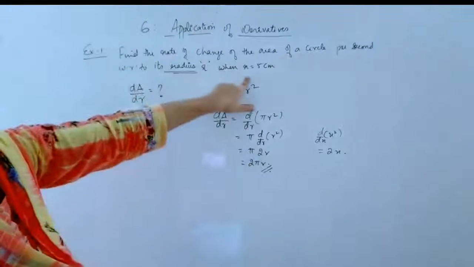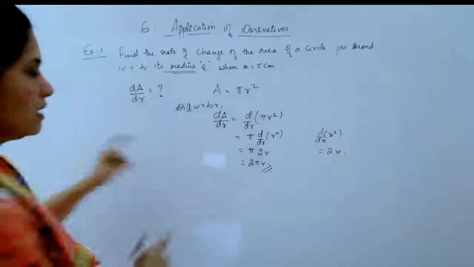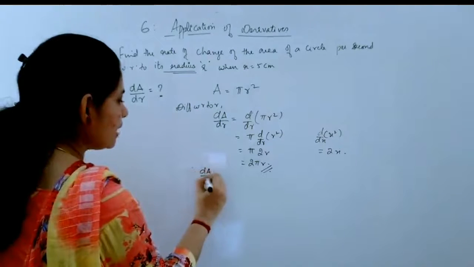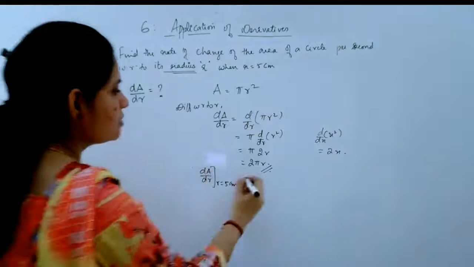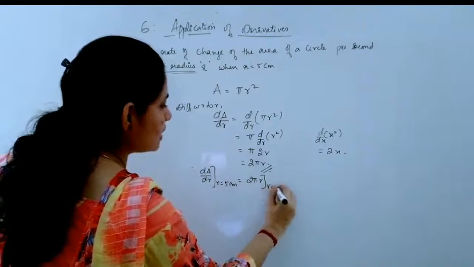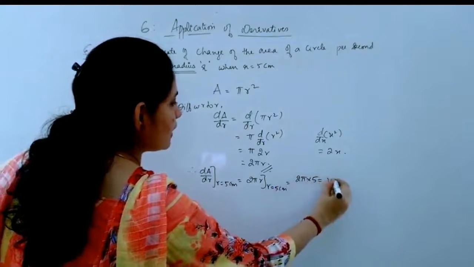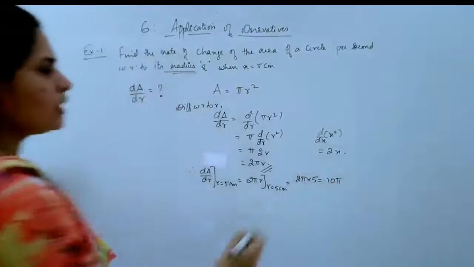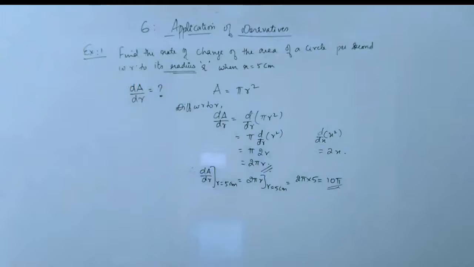But the value is given when r is 5 centimeter, so what will be dA by dr? Therefore, dA by dr at r equal to 5 centimeter is equal to 2 pi r at r equal to 5 centimeter, which will give you 2 pi into 5, that is 10 pi. Okay, so this is your dA by dr. Clear?